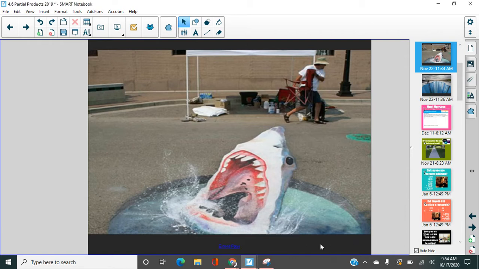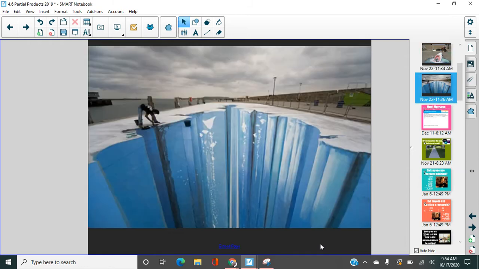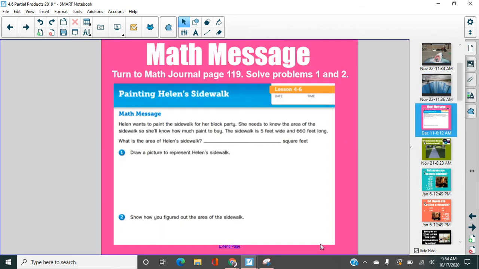But first, we're going to look at this cool sidewalk street art, right? So there's a painting. I know it looks real, doesn't it? Doesn't that look real too? But that's a painting as well. And that leads into our problem here about painting Helen's sidewalk. So I would like for you to take some time and read the directions. Then you're going to draw a picture and try to figure out the area of that problem.